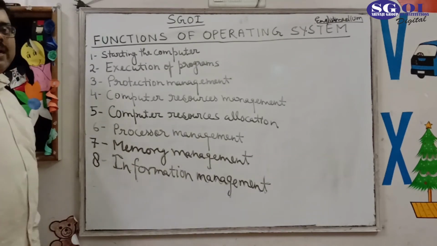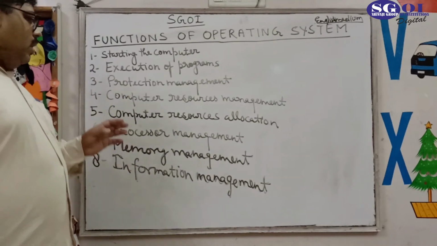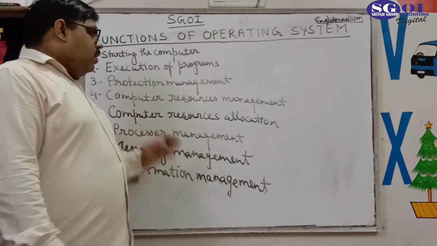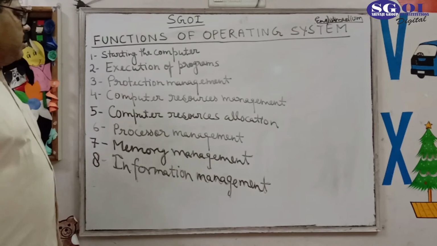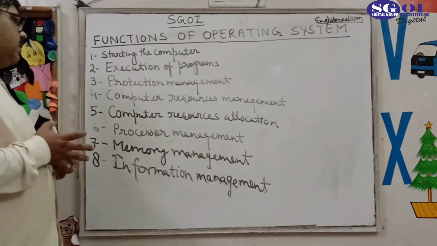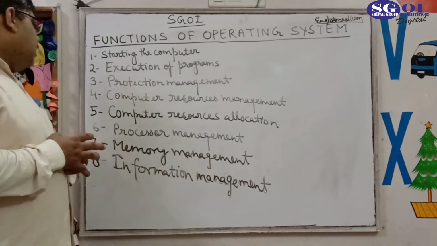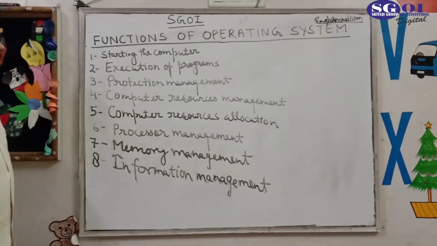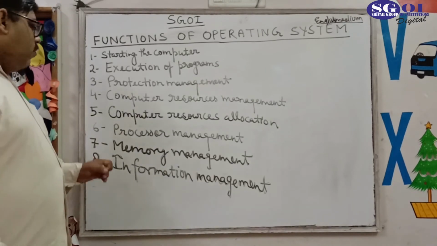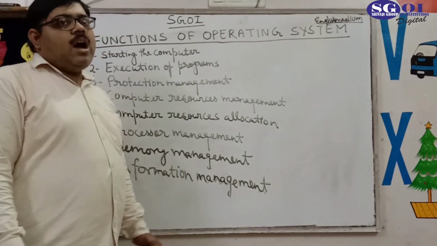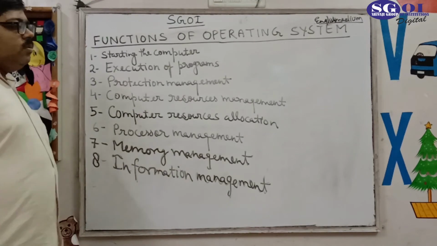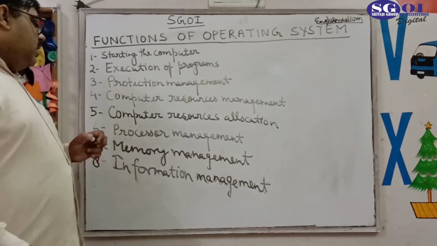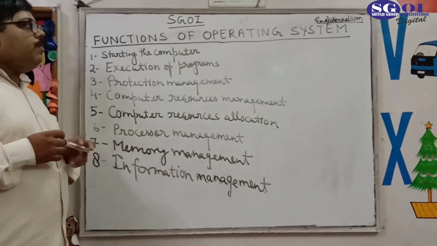There is also magnetic memory in the form of disks, and we can use two types of disk interfaces, SATA and PATA, serial access and parallel access ports. So we can manage our memory with the help of the operating system. And the last is information management. How we can manage our information, how information goes to the user, how information goes to the RAM. This part is also managed by the operating system.